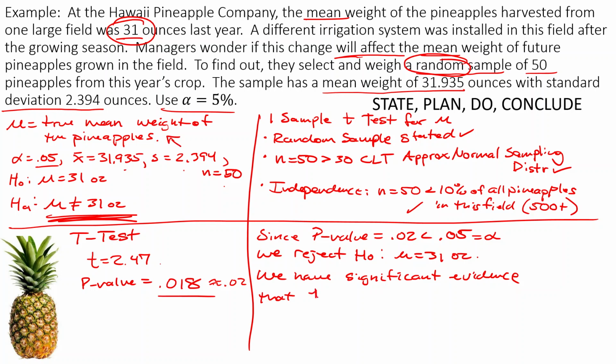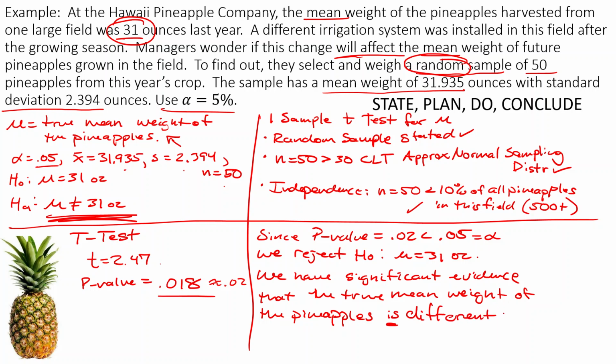The true mean weight of the pineapples is different. Notice I'm using present tense here. Is, not was, is different. Is different from 31 ounces. And there we go.